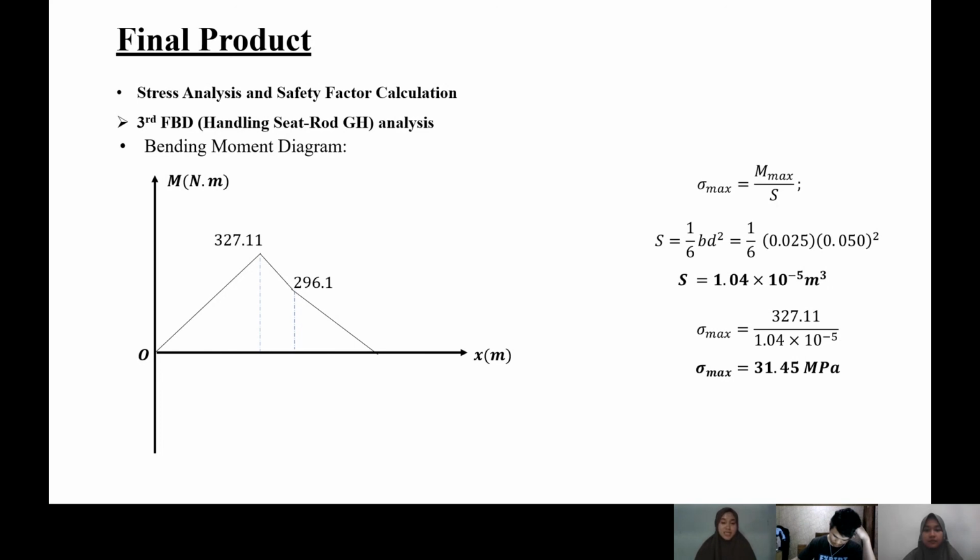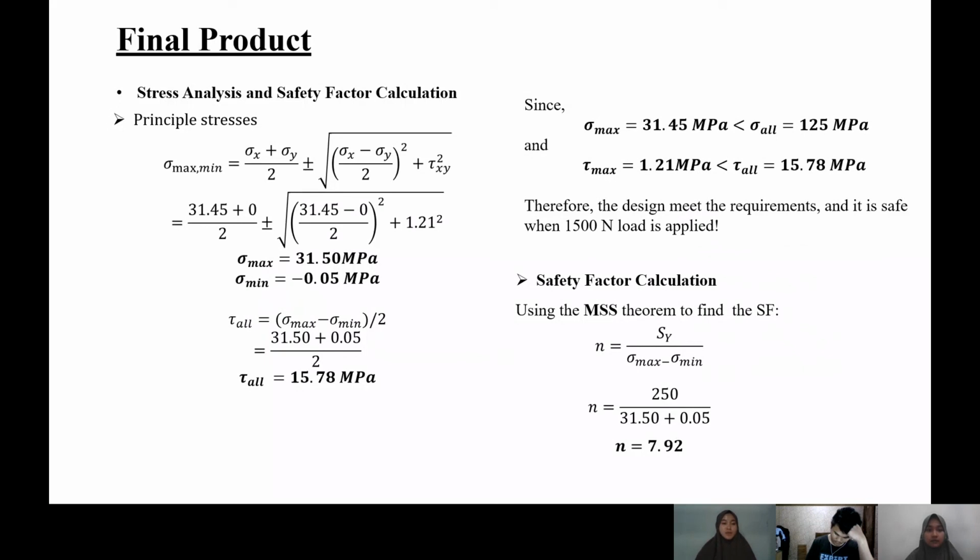After we obtain the maximum bending moment, we can determine the maximum normal stress in this mechanism system by using this formula: sigma max equals to M max over S, where S is 1 over 6 B D squared, where B and D are the dimensions of the cross section that I already explained. Then we can compute all of the values, and we obtain the maximum normal stress is 31.45 MPa.